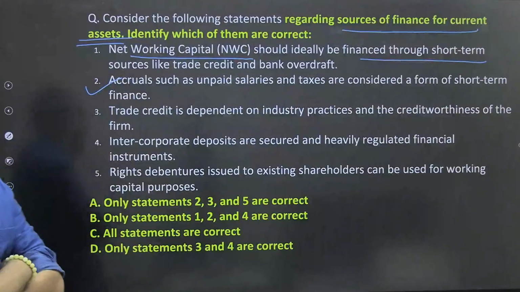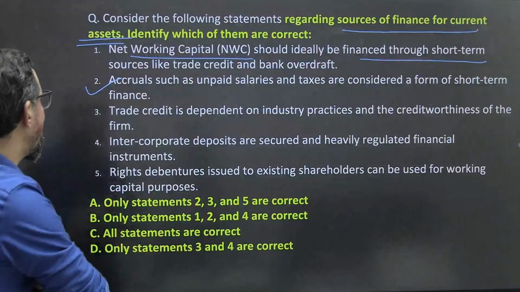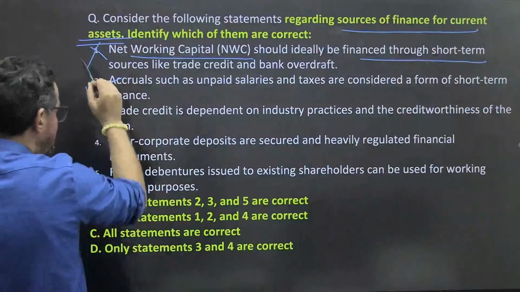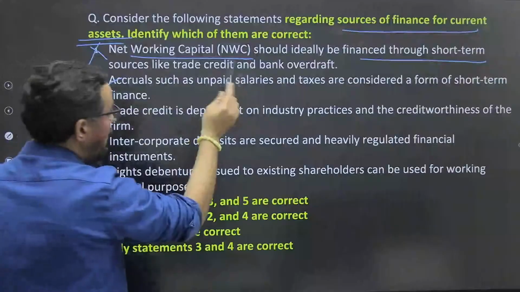So what will be your correct answer? Anyone who wants to answer this question? Okay, Munna sir is saying B. Statement 1 is wrong. That means Munna sir's answer is wrong here. So we have to find out the correct one.